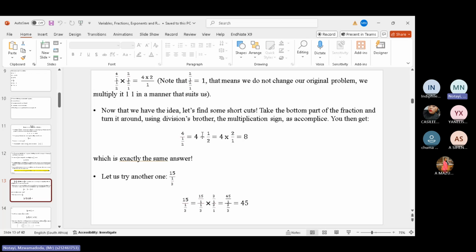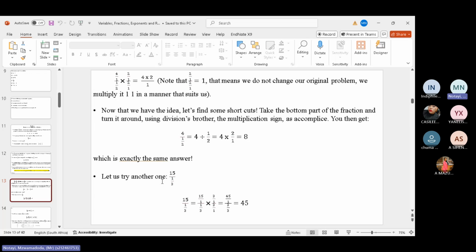So if you look at what happened, the division changed into multiplication, and when it changes to multiplication, whatever was on top becomes the bottom. So we have 1 over 2 dividing on 4. Now we change to multiplication, and 2 goes on top, and 1 comes to the bottom. We have 4 multiplied by 2 over 1, which is equal to 8, which is exactly the same answer as the one we got before.